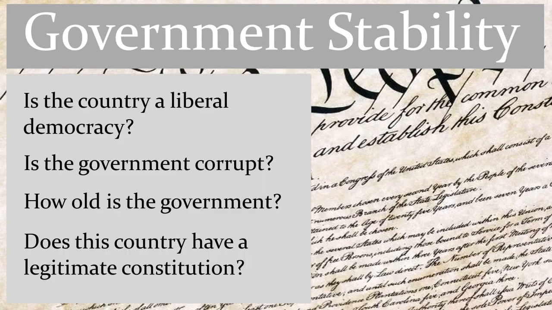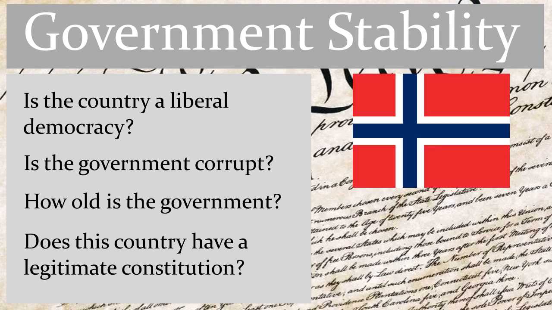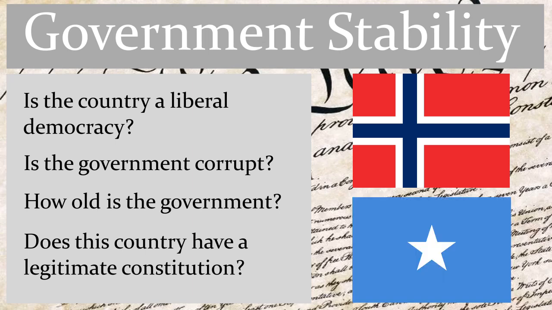These are the questions for government stability. An example of an A-tier nation in this category is Norway, due to their government being a stable, liberal democracy. And an example of an F-tier country in this category is Somalia, due to their government not really existing at all.